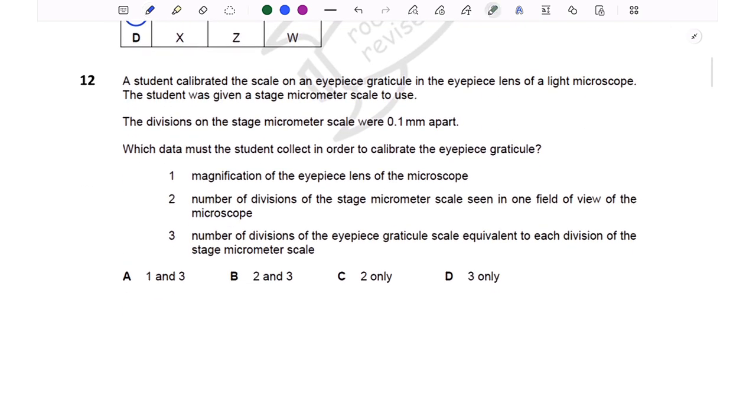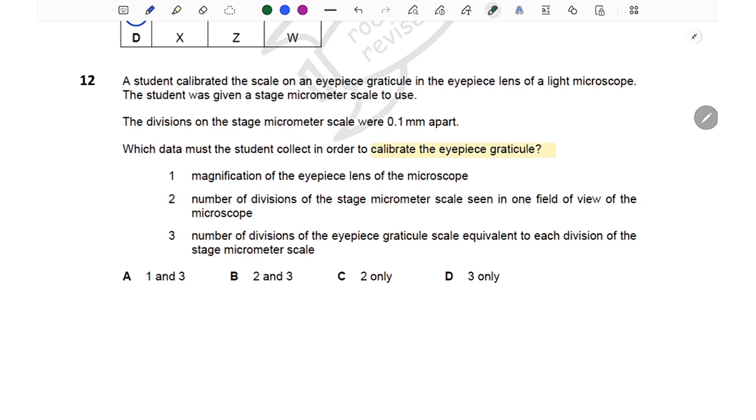Question number 12. A student calibrated the scale on the eyepiece reticule in the eyepiece lens of a light microscope. The student was given a stage micrometer scale to use. The divisions on the stage micrometer were 0.1 millimeter apart. Which data must the student collect in order to calibrate the eyepiece reticule? So you need to know how to calibrate the eyepiece reticule. There can be questions asked in a lot of ways for this. So which data do we need for this?